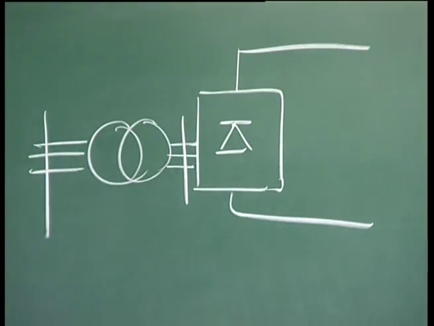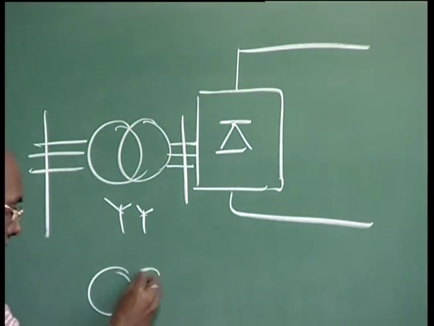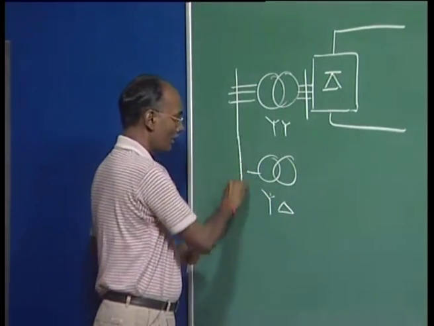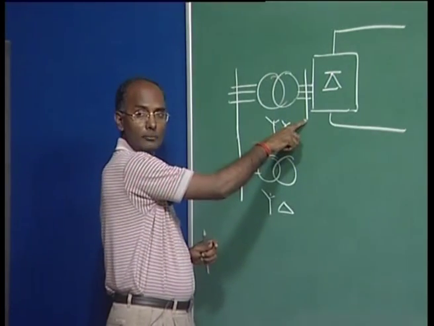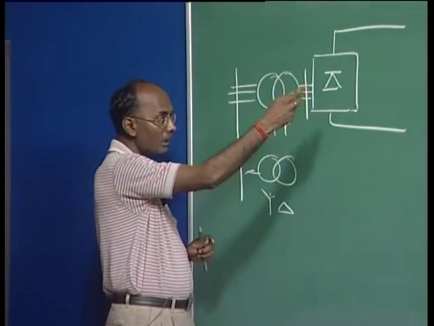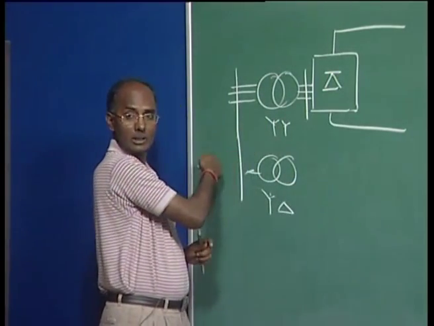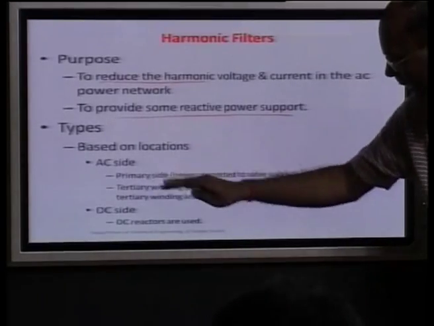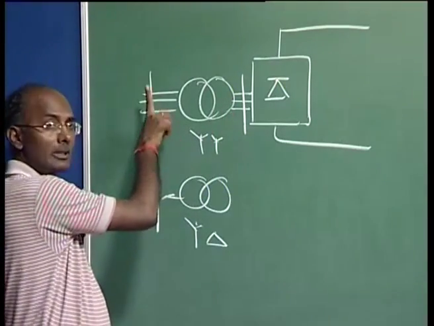Not only for this reason, let's suppose this is star-star. If you are using another system here, that is star-delta, then some of the components will cancel each other. Otherwise you would be putting filters for the 5th, 7th, 11th and 13th here as well, but that is not required because those components are not going through, they are cancelling each other. That's why it is written that it is the primary side, never connected to the valve side. Valve side means this side. We put it on the primary side of the transformer.